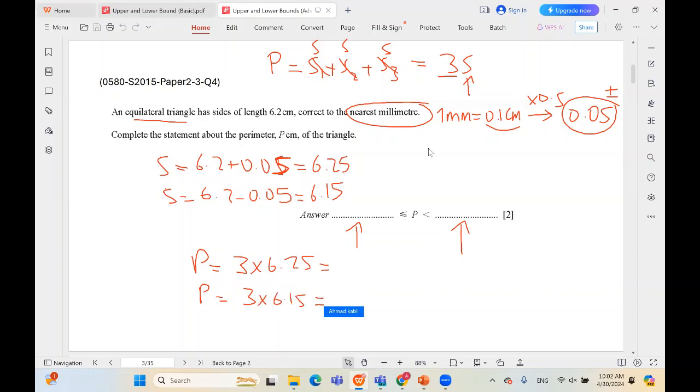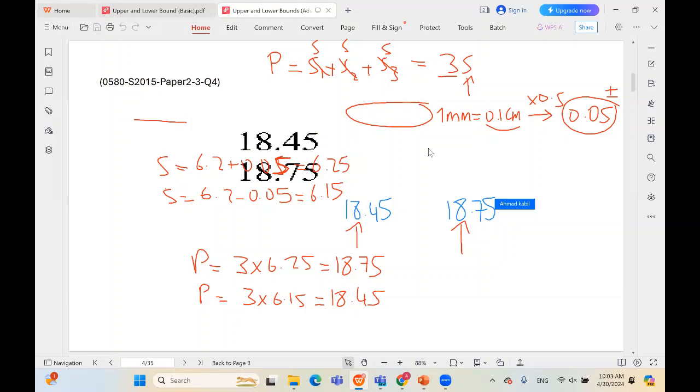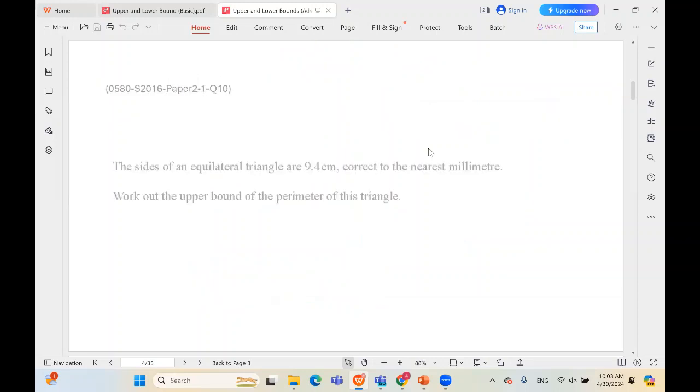And we can use the calculator to figure this out. So we have 18.75. And we have 3 times 6.15, which is 18.45. And we write these numbers down as a final answer: 18.45 and 18.75. And these are the correct final answer.